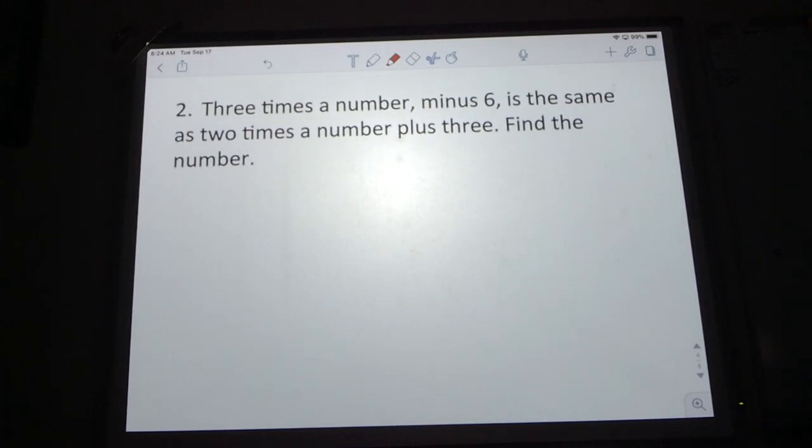All right, let's try again. 3 times a number minus 6. So that one is in the correct order.